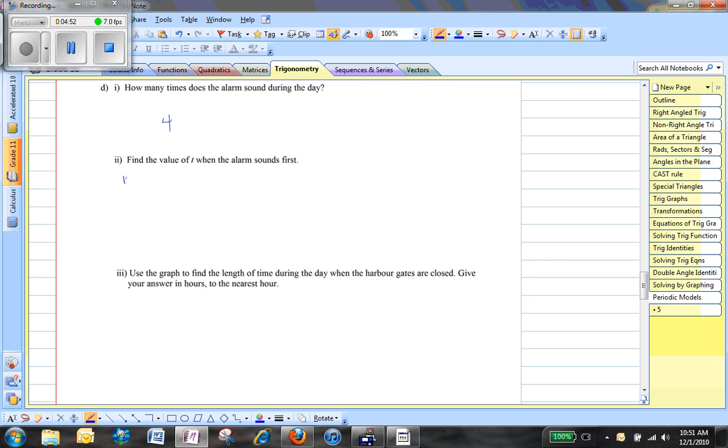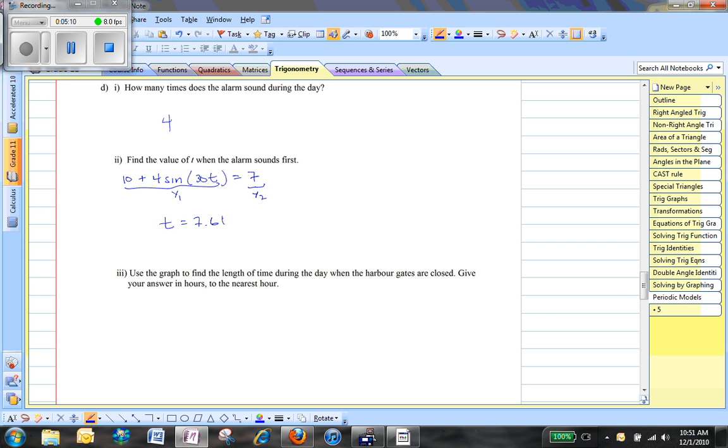So I want to find when 10 plus 4 sine 30t is equal to 7. I can go to my calculator and put this into y1 and this into y2 and solve. And out comes t is equal to 7.61.